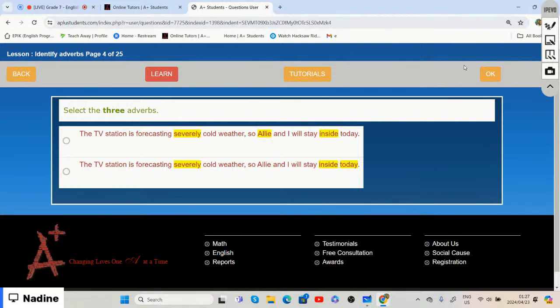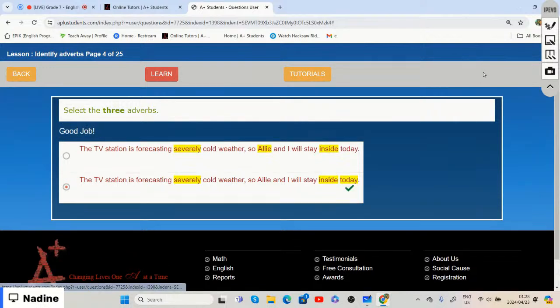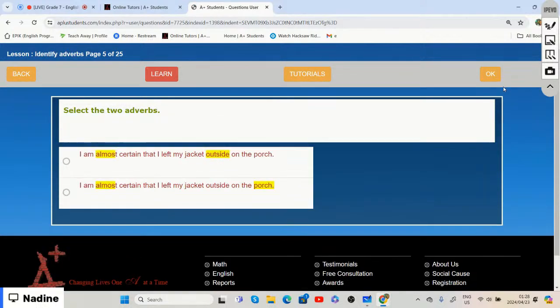All right. We see that the TV station is forecasting severely cold weather, so Ali and I will stay inside today. And if we choose the correct one, right, we chose the second one.